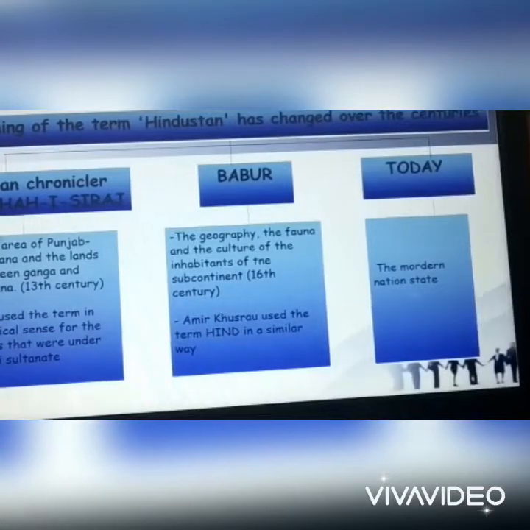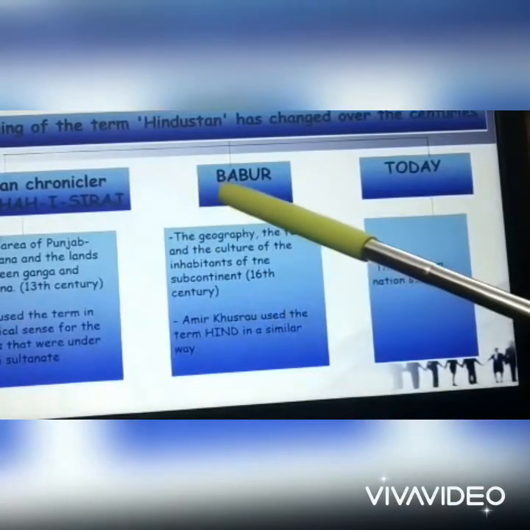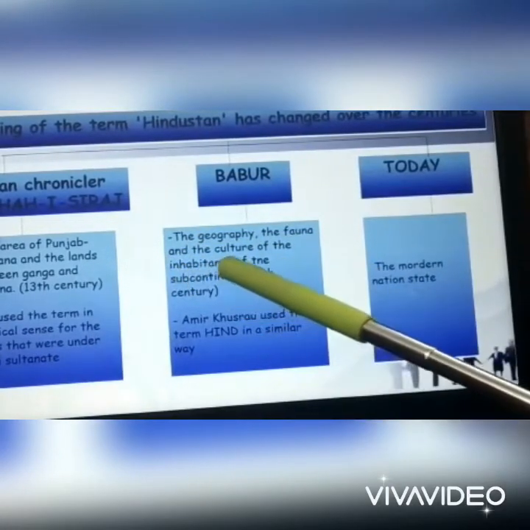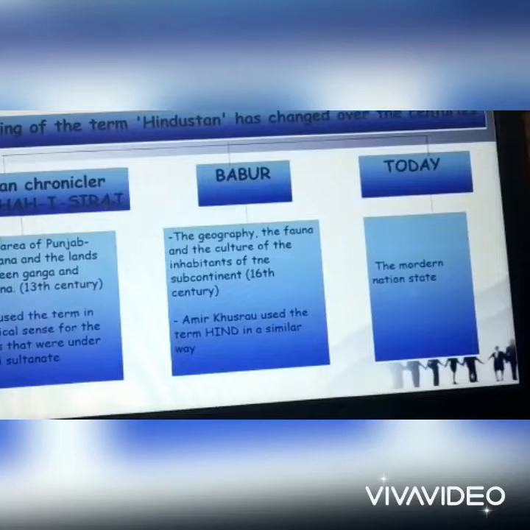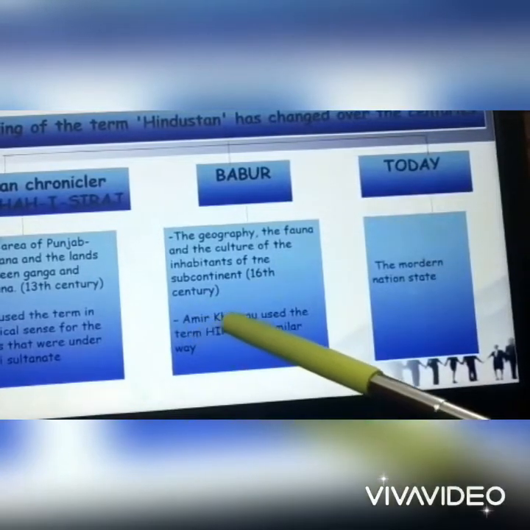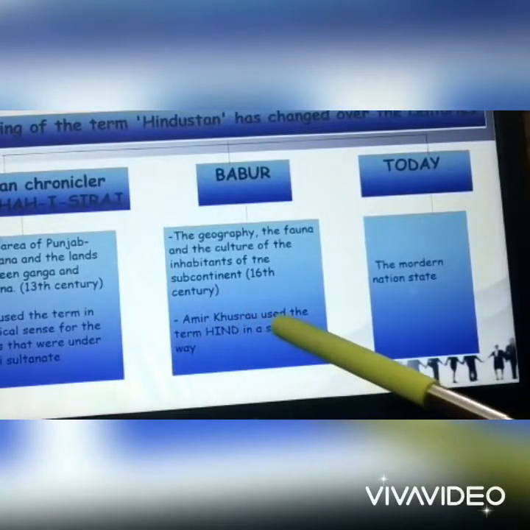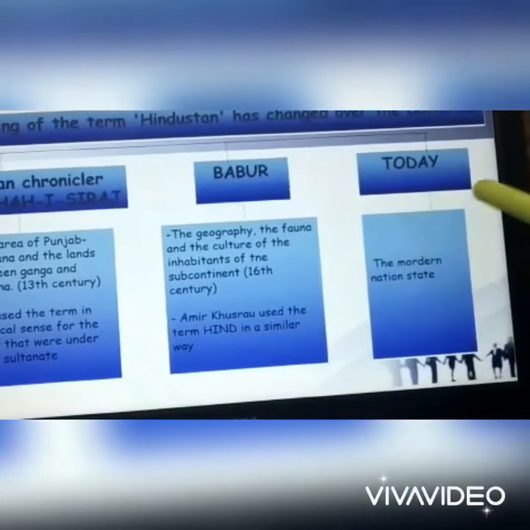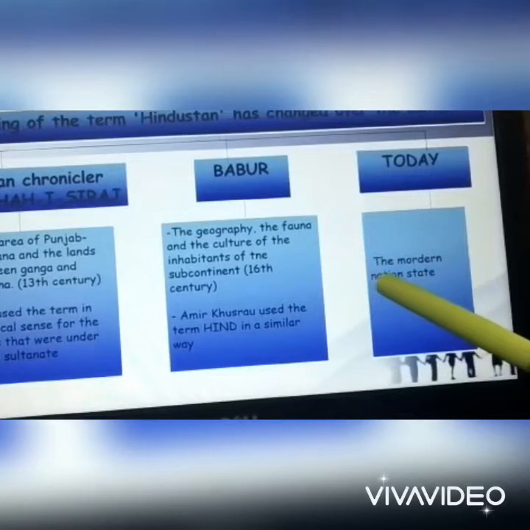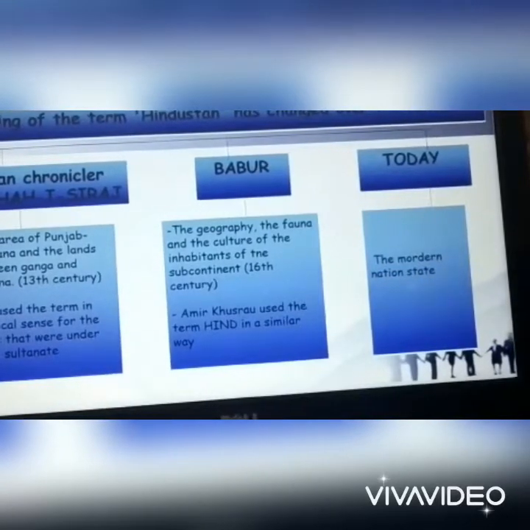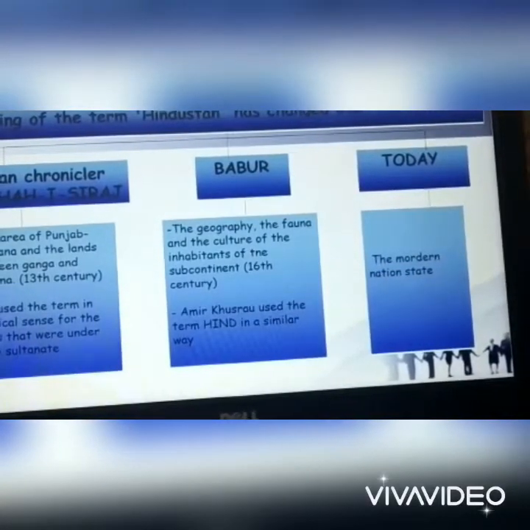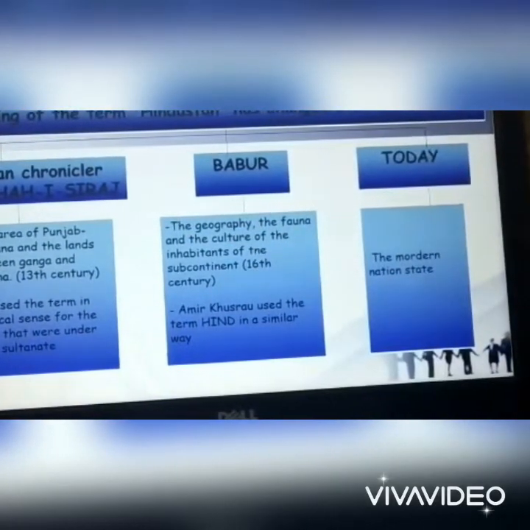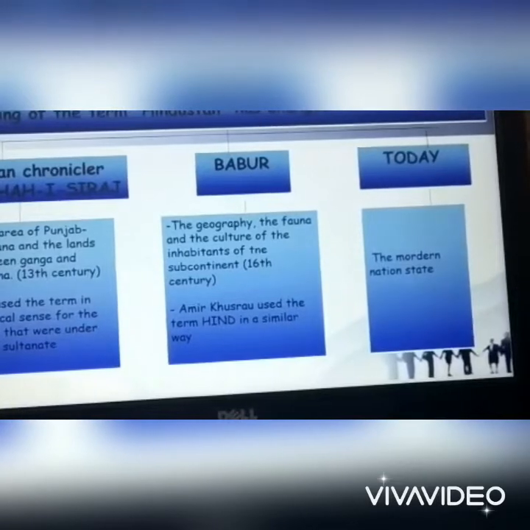Then in the same way came Babur. Under him, the geography, the fauna and culture, he called the people Hindustan. Similarly, Amir Khusru used the term Hind as Babur used. And today, by Hindustan, we mean the modern nation state. Chronicler. Who is a chronicler? One who keeps a record of past events.